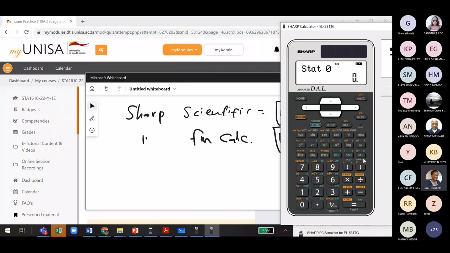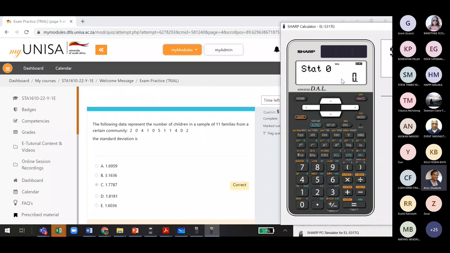So to capture your data, I first minimize, because I can't see my data. You will press 2 and M plus. Then you continue: 0, M plus, so you say 2, enter, 0, enter, 4, M plus, 1, M plus, 0, M plus, 5, M plus, 1, M plus, 1, M plus, 4, M plus, 0, M plus, and 2, M plus, and it will say data set 11.